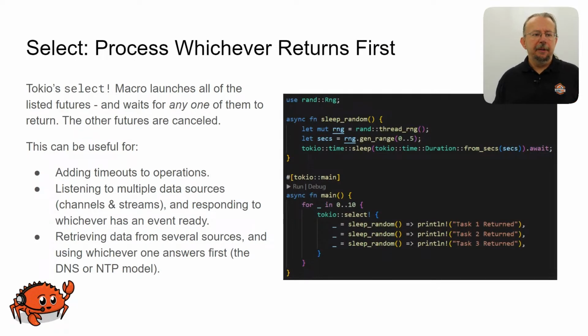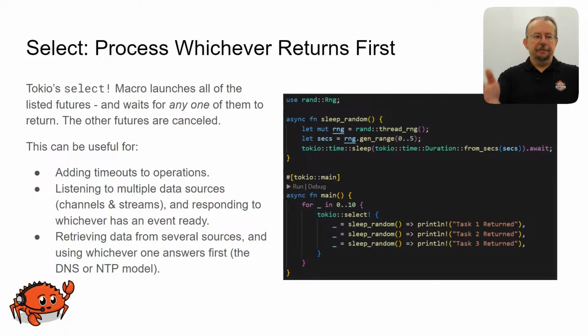The last option that's pretty popular is select. The select macro runs multiple futures, and then whichever one finishes first is the answer you get, and the others are canceled. Unlike threads, it's very easy to cancel futures. You can just stop them. Tokio will make sure that any dropping that needs to happen to free up your resources will happen. But select is great. So here we have a function called sleep random. It generates a random number and sleeps for a certain amount of time. When you run the program, it will select one of these at random and tell you which one returned first.